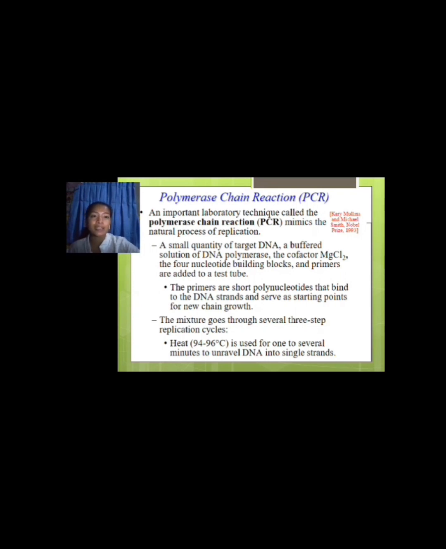So first, denaturation. The reaction mixture is heated to a high temperature, 94 to 96 degrees Celsius, for several minutes to unravel the DNA into single strands, causing the double-stranded DNA to separate into two single strands.